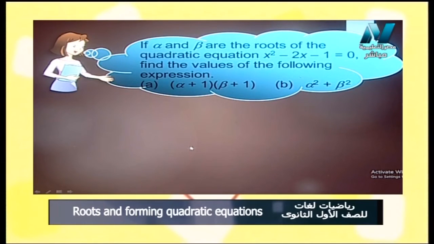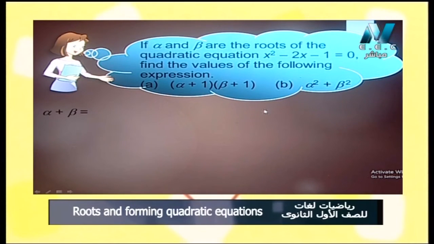Okay, if alpha and beta are the two roots of the quadratic equation x power 2 minus 2x minus 1 equals 0, find the values of the following expressions. We have here the expression alpha plus 1 multiplied by beta plus 1. And we know that alpha itself and beta itself are the two roots of the original quadratic equation. And b, we would like to find out alpha power 2 plus beta power 2. So pay attention carefully.